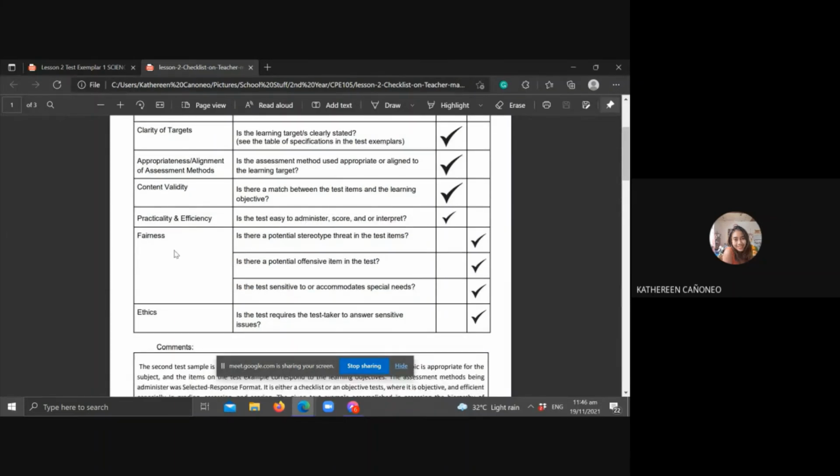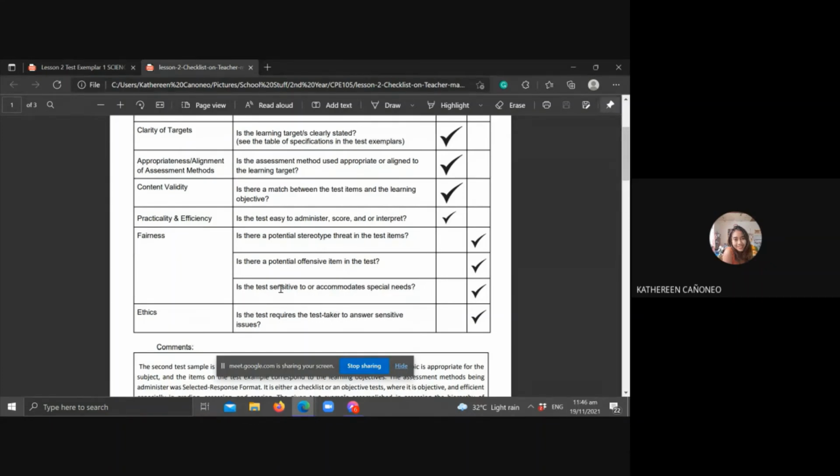So, in fairness, is there a potential stereotype threat in the test items? We haven't seen anything yung potential na nag-stereotype siya sa test items, so we answered no. Also, is there a potential offensive item in the test? We also answered no. Although they have a topic about reproductive system, but it is a science subject that also helps them to be prepared during sa ilang puberty stage.